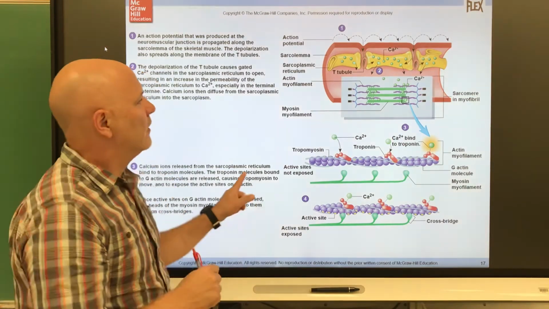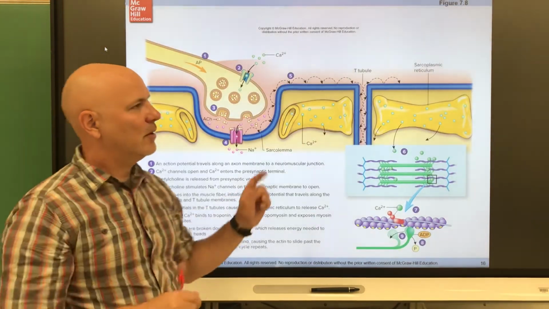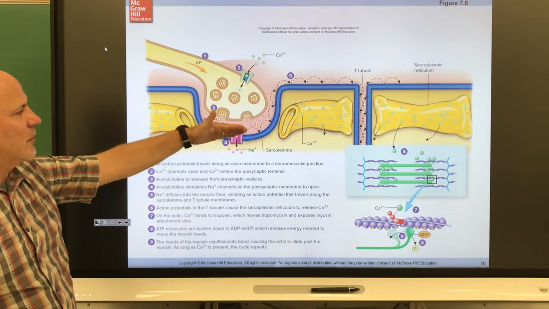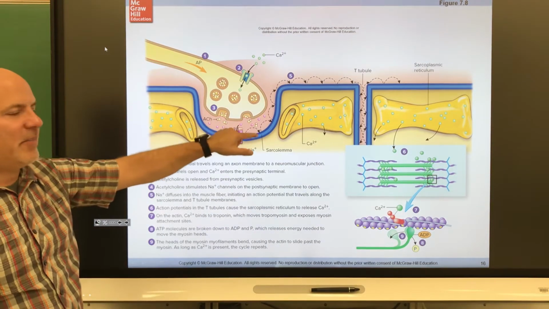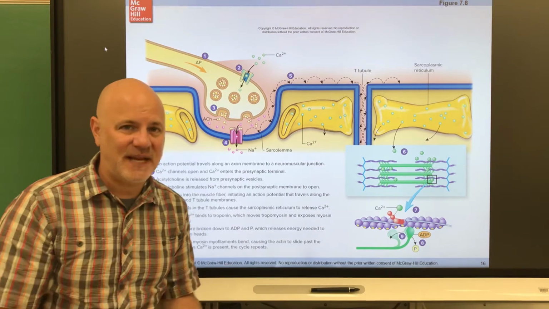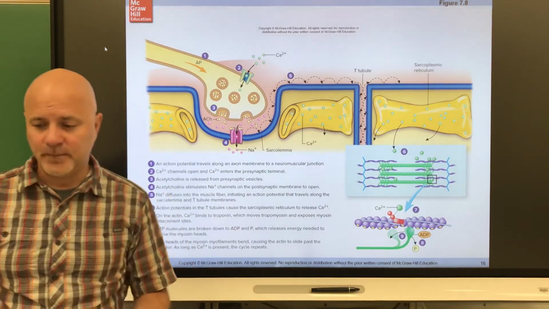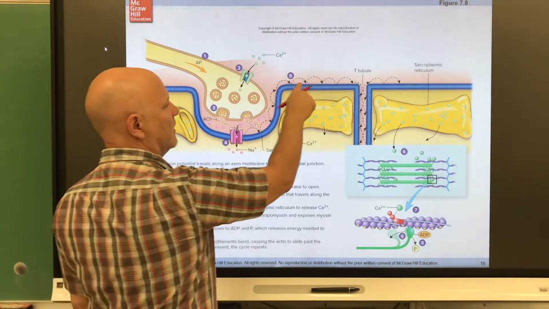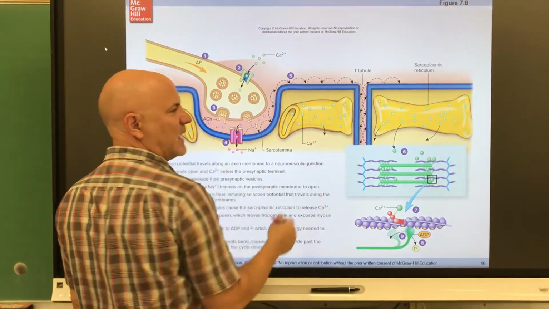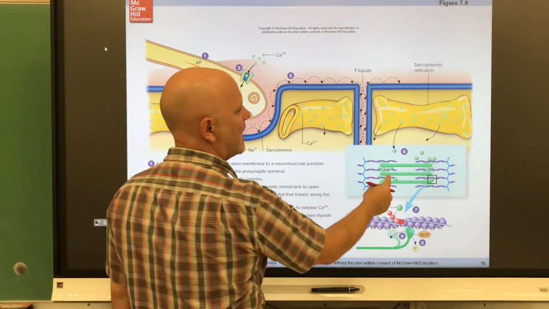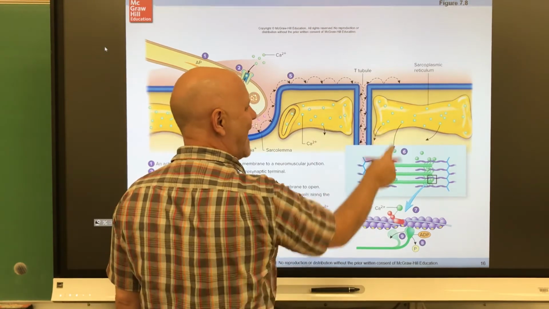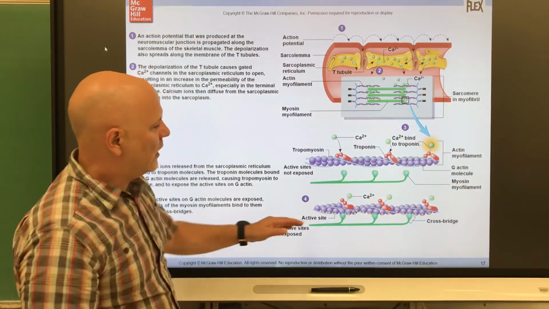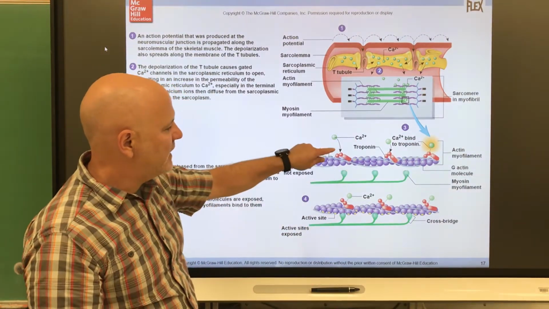Now, for relaxation to occur, the nerve impulse has to stop. So there's no secretion of acetylcholine in the synaptic cleft. We actually have enzymes in the synaptic cleft that break down the acetylcholine. And so there's no impulse moving across the sarcolemma, no impulse down the T-tubules. Because of that, now we pump the calcium ions back into the sarcoplasmic reticulum. So here, we're going to go from this back to this.